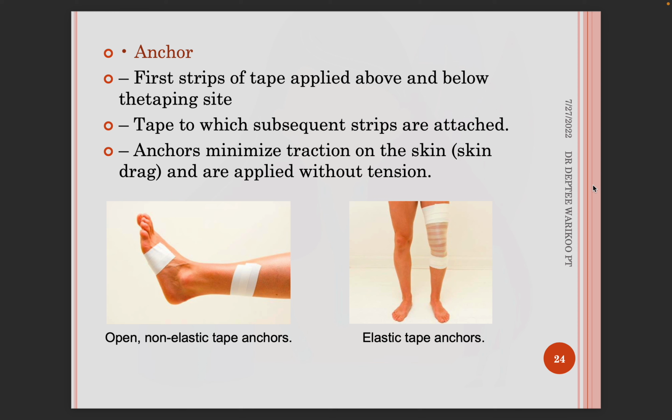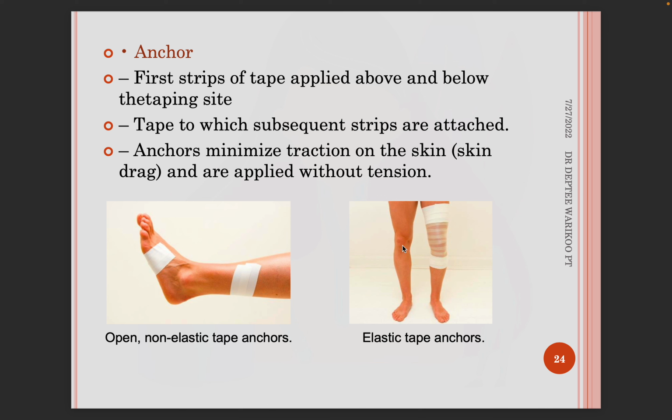How can we apply this? Place these strips around the circumference of the limb to be supported, above and below the injury. They must be placed directly on the skin and they must follow the natural anatomical contour for optimal adherence. Anchors minimize traction on the skin and are applied without tension.